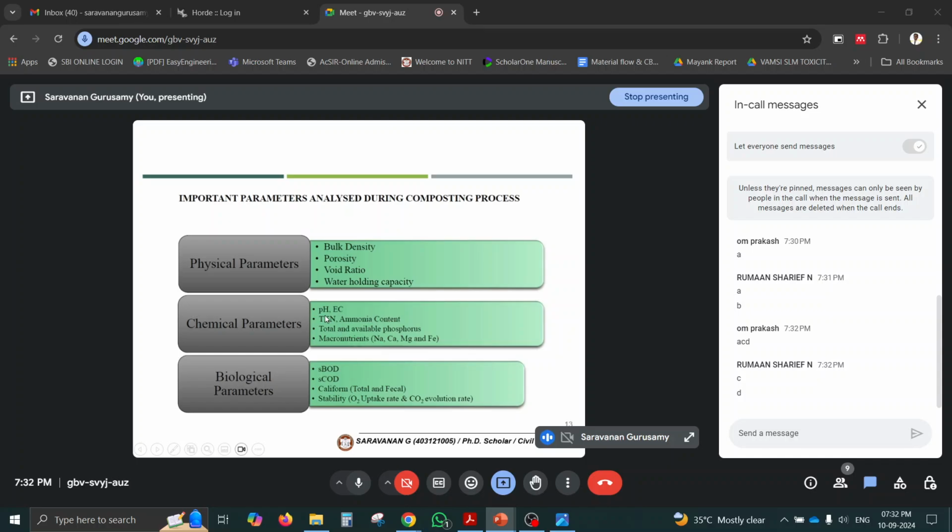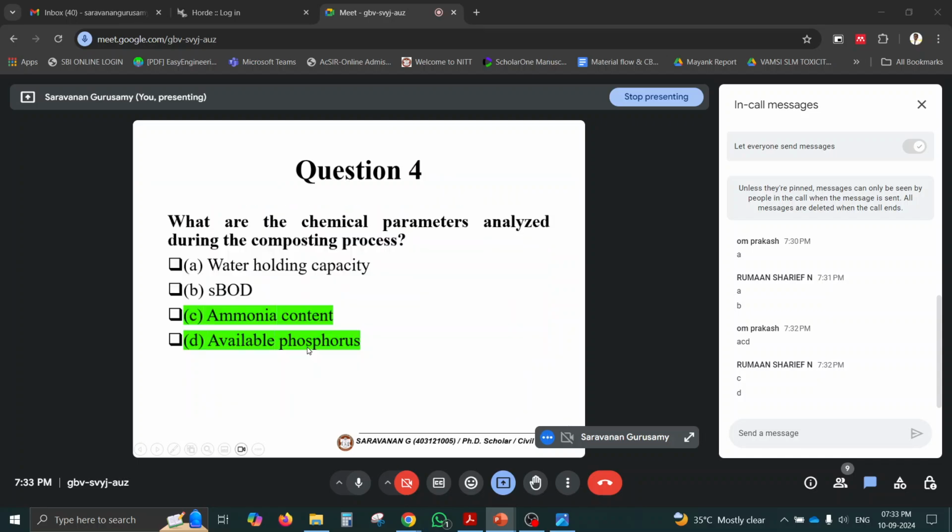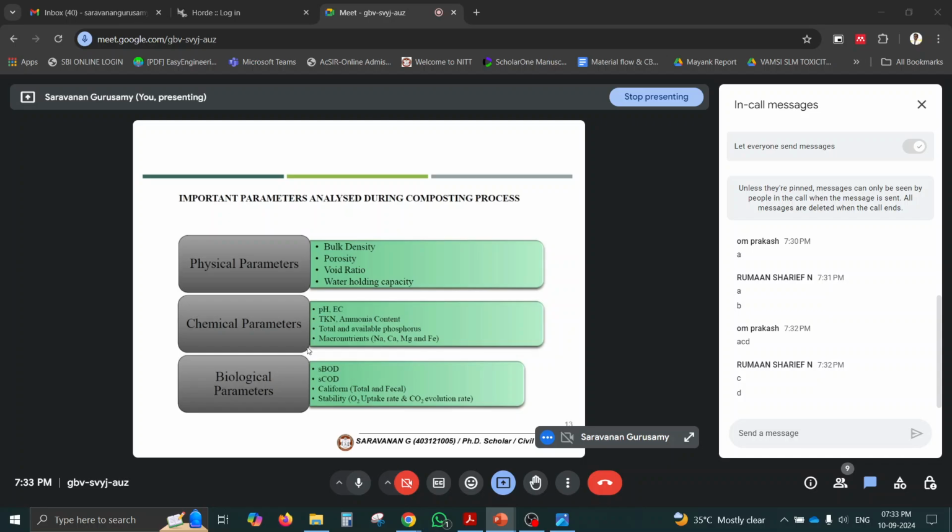So chemical properties are pH, EC, TKN, ammonia content, available phosphorus, and macronutrients. SBOD is a biological property, and the water holding capacity is a physical property. Okay. Please look into it. So the options are C and D. That is correct. So moving on to fifth question.